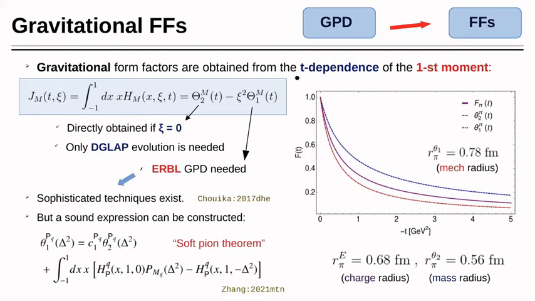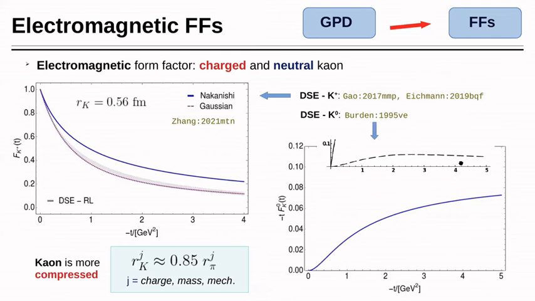So in this plot, I show you the θ2, electromagnetic form factor, and the θ1. As you can see, the mass form factor, or θ2, is harder than the electromagnetic, which is harder than the mechanical radius. Okay, now for the kaon, our Nakanishi model result produces the correct value for the charge radius. However, it is harder as compared with rainbow ladder results from Dyson-Schwinger equations. On the right side, I show you the neutral kaon as compared with early result from DSEs. And the pattern is more or less the same. And we have realized numerically that the radii in kaon are about 85% of the radii in pion, charge, mass, and mechanical radius. So as we expect, the kaon is more compressed than the pion.